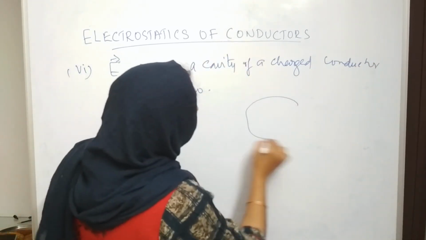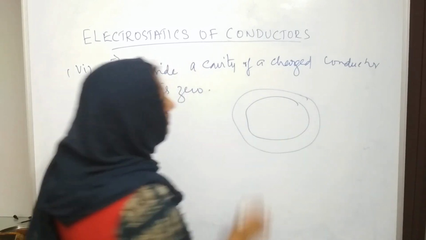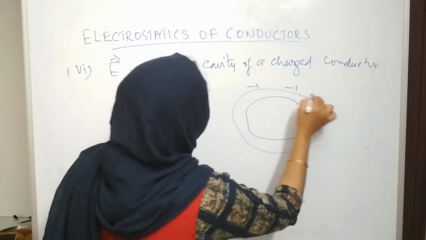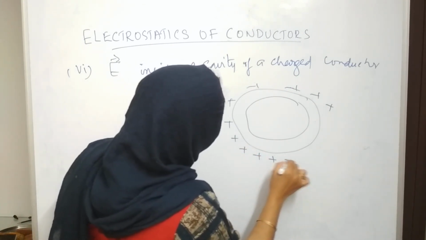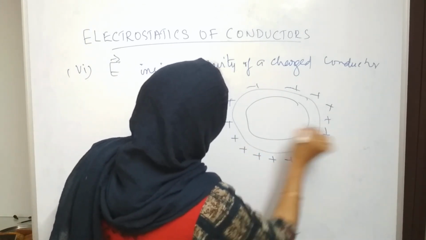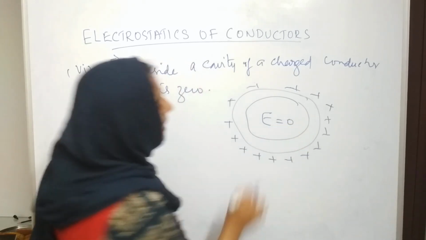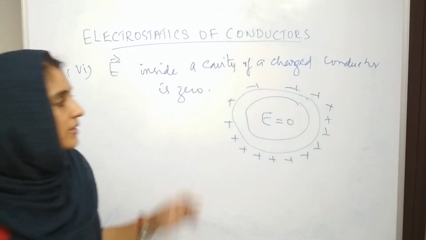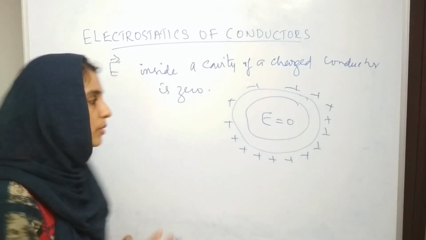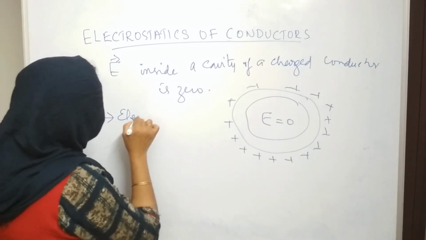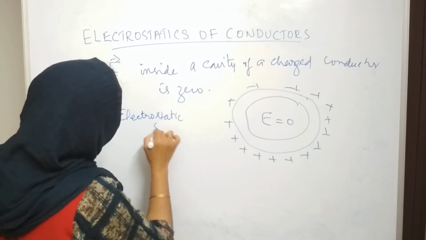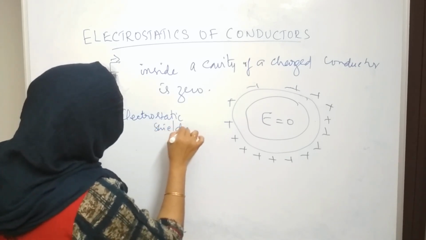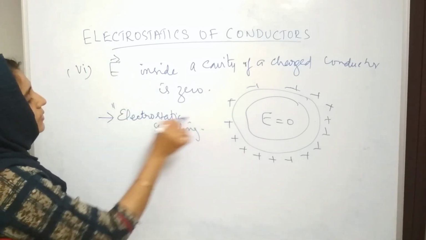Suppose you have a hollow charged conductor, it has charges which reside on the surface of the hollow conductor. The electric field within the cavity is 0. This phenomenon is known as electrostatic shielding. It has a wide range of applications.